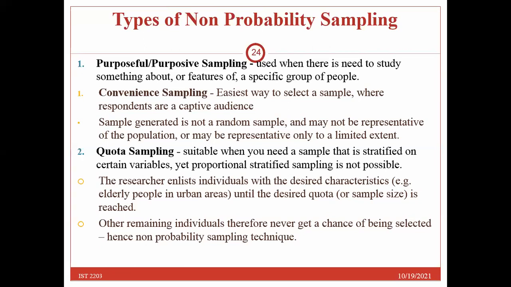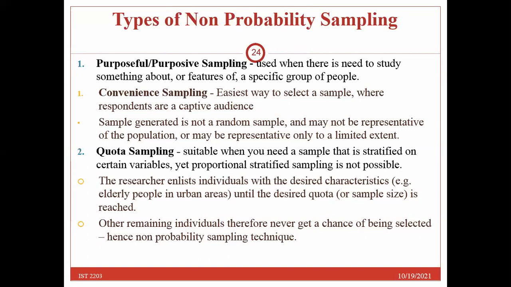Then there's quota sampling. This is suitable only when you need a sample that is stratified on certain variables, yet proportional stratified sampling is not possible. As in, you cannot divide properly the way you would for stratified sampling, but you still need to get the different features catered for. So in this case, the researcher enlists individuals with desired characteristics until the desired quota or sample size is reached.